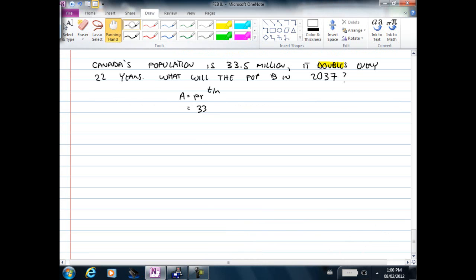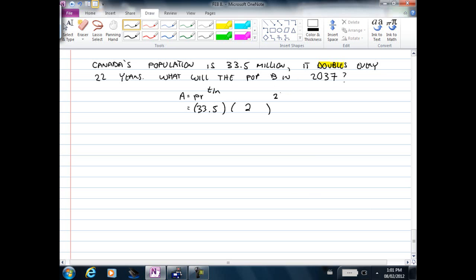P is 33.5. Notice I didn't use all those zeros because there's no point in adding them, since I know I'm going to work with millions. R. Okay, keep it simple. Grumpy, what's R? Whoa, 0 point, please. What's R? 2. Because it talks about double. Double means 2. Simple as that. T. But it says half. No. Half-life. Is this a half-life question? No, it's not. T is, right now we're in 2012. 2037. Do the math. 25.